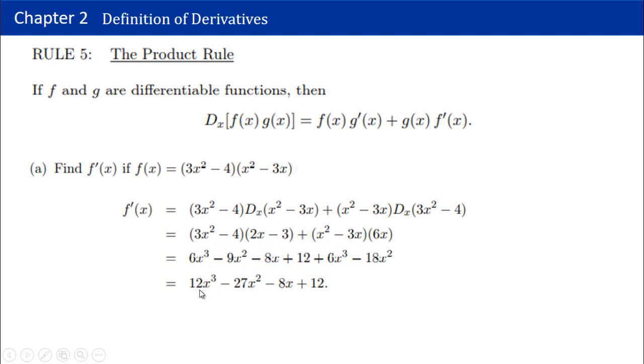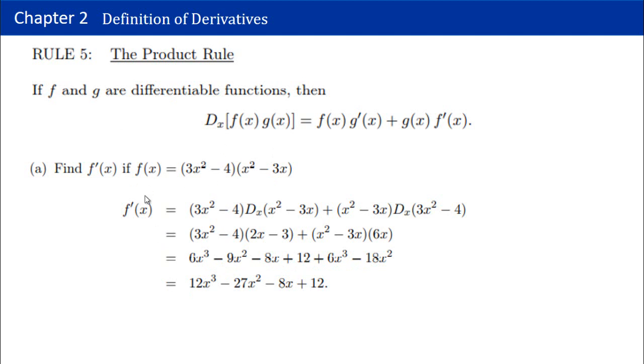we combine, you've got 12x raised to the power of 3 minus, we have 27x squared, so 27x squared minus 8x plus 12. So, this is the first derivative of this product.